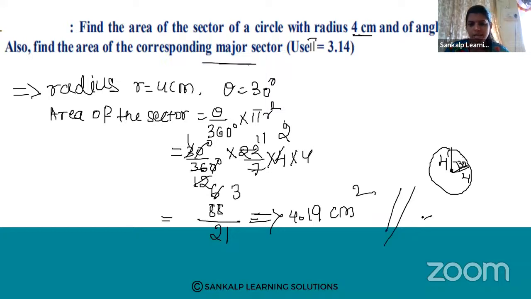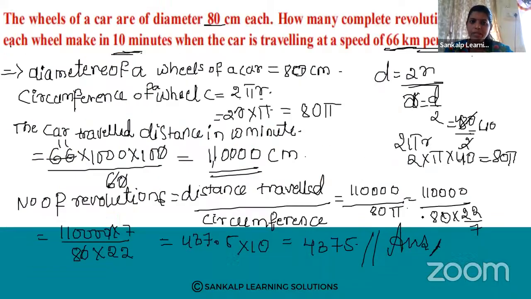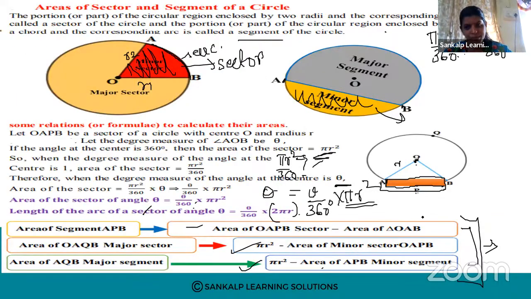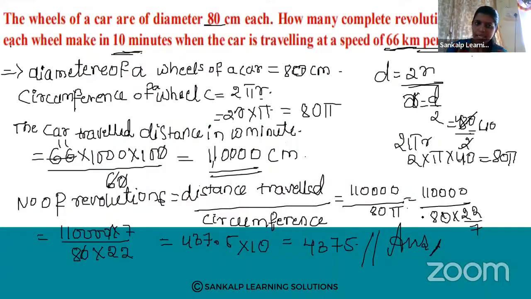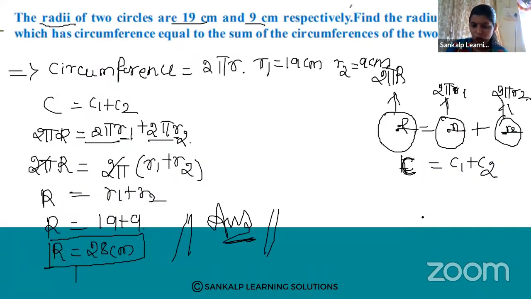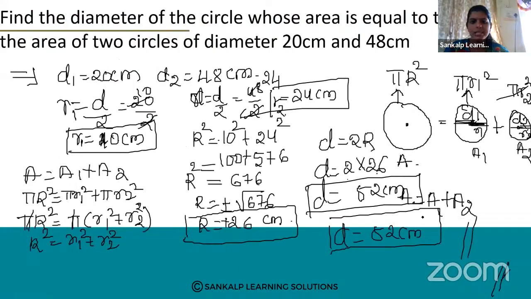So in today's class we discussed the sector, the segment, the area of the sector and the area of the segment, and we discussed some problems related to the area and circumference of the circle. Shall we stop today's session? Tomorrow let us continue with the next part.